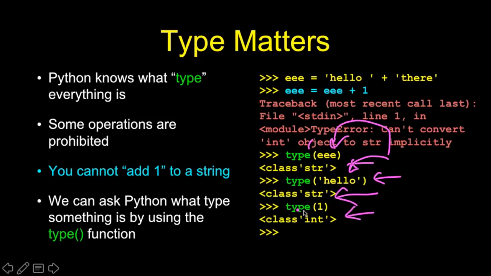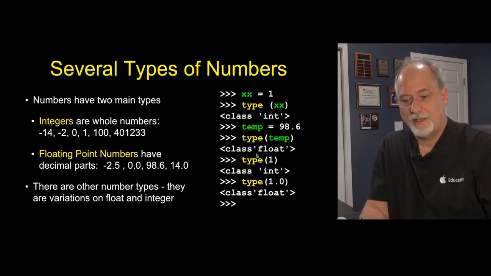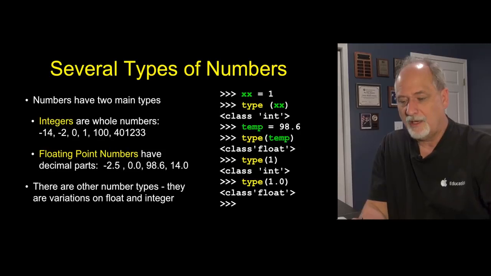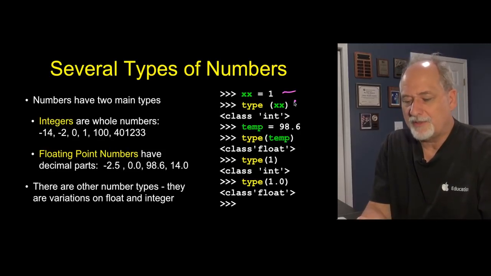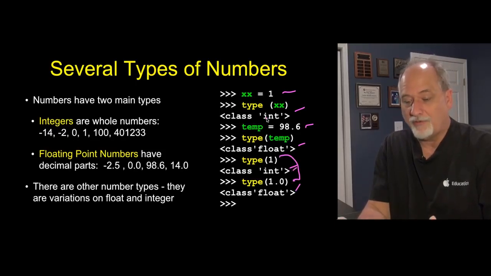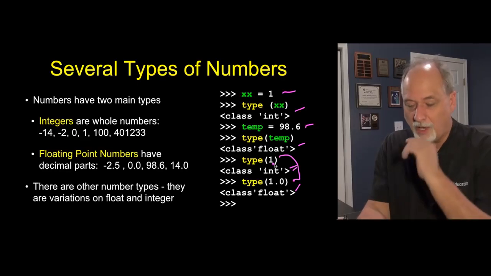And so we are asking Python through the type function what the type of either a variable or a constant is. And there are even several types of numbers, and we'll even see Booleans and others later. Like 1 with no decimal, that's an integer number. 98.6 with a decimal, that's a floating point number. And so constants can be both integer and floating point. And I'm just asking over and over again, what is the type of what's in XXX, what's the type of what's in temp, and what's the type of the constant 1.